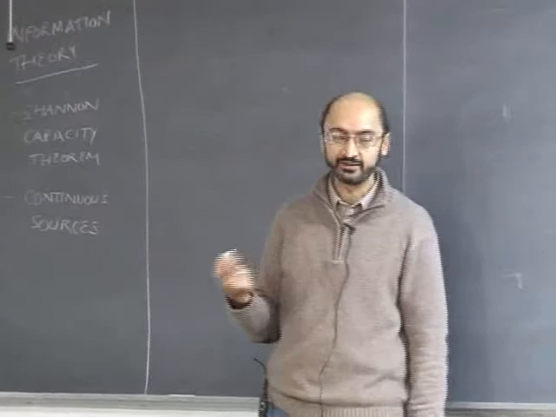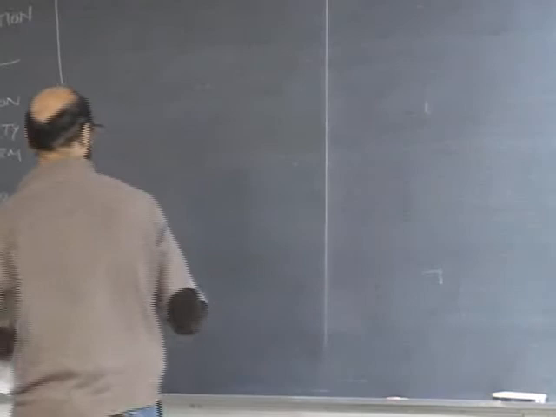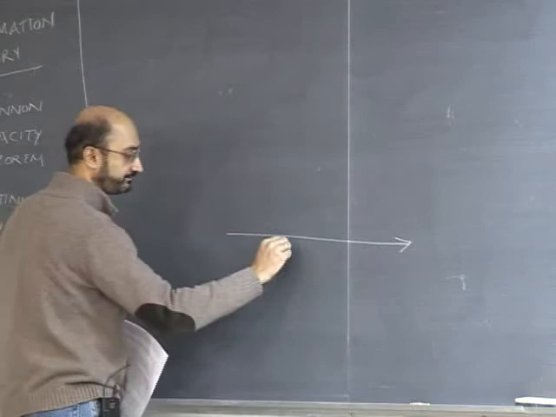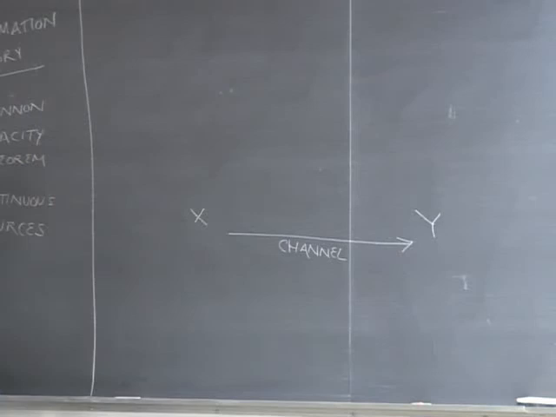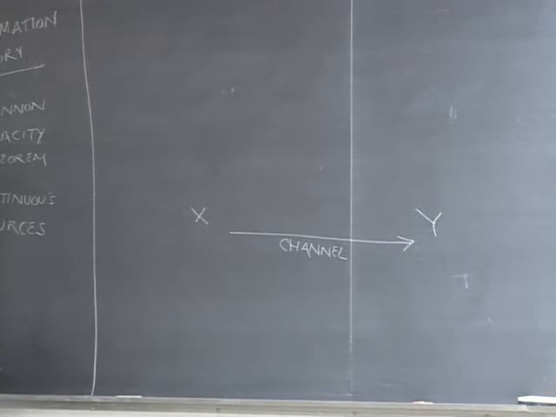Okay, so let me start by going back to the same figure that we had before. So we have some unidirectional channel. And on this channel, we're going to send some input symbol x, which is a random variable. We're going to get some output y, which is also a random variable. And we're going to now focus purely on the channel. And we know that it's a noisy channel.